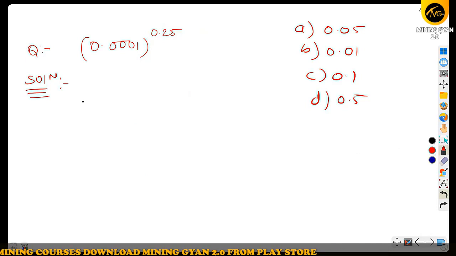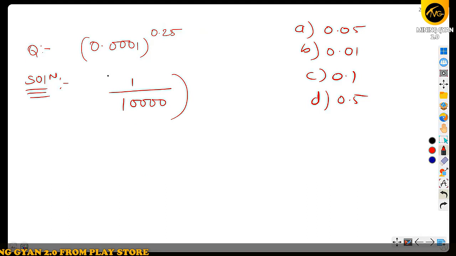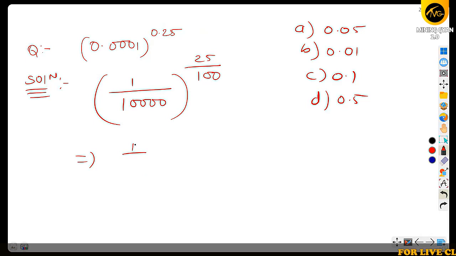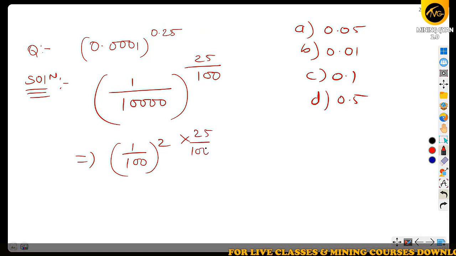Okay, 0.001, that means we can write 1 divided by 1000. Correct? Now, 0.025, we can easily write 25 divided by 100. So 1 divided by 1000, 10,000, we can easily write as 1 divided by 100 square. 100 square, multiply 25 whole divided by 100.